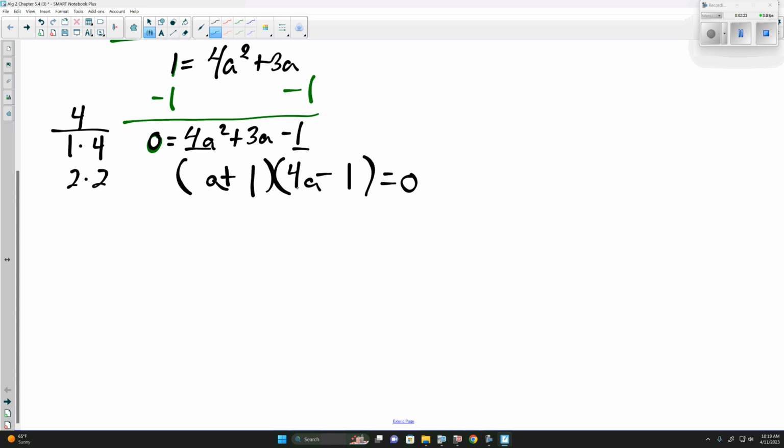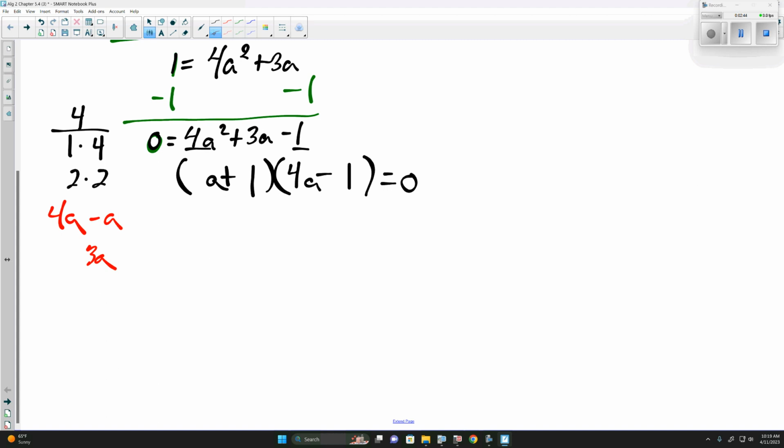And we'll put the 1 with the positive and the 4 with the negative, because if we check this here, 4a times 1 is positive 4a, and a times negative 1 is negative a, which does give us positive 3a.